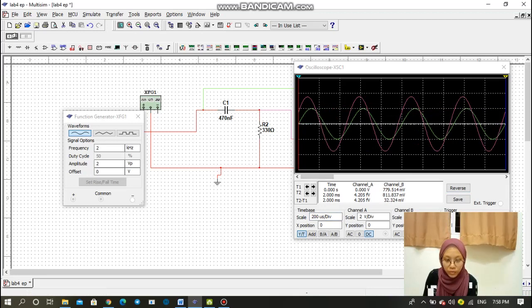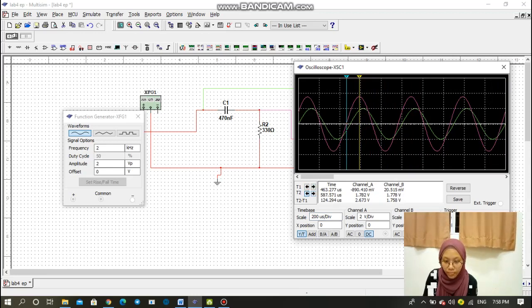Okay, how to find V out? So we drag the first cursor from here and then the second cursor to the upper peak. So this is the voltage output that we got, 1.778 volt.